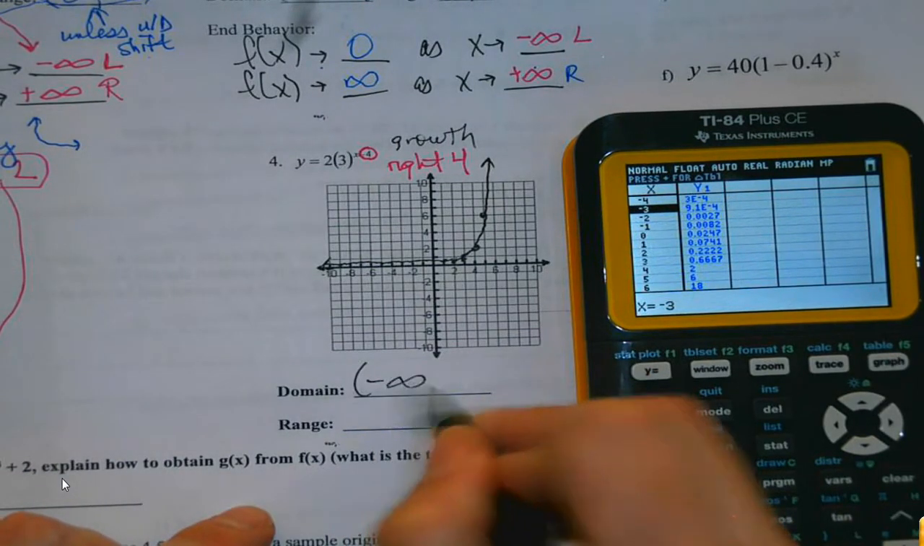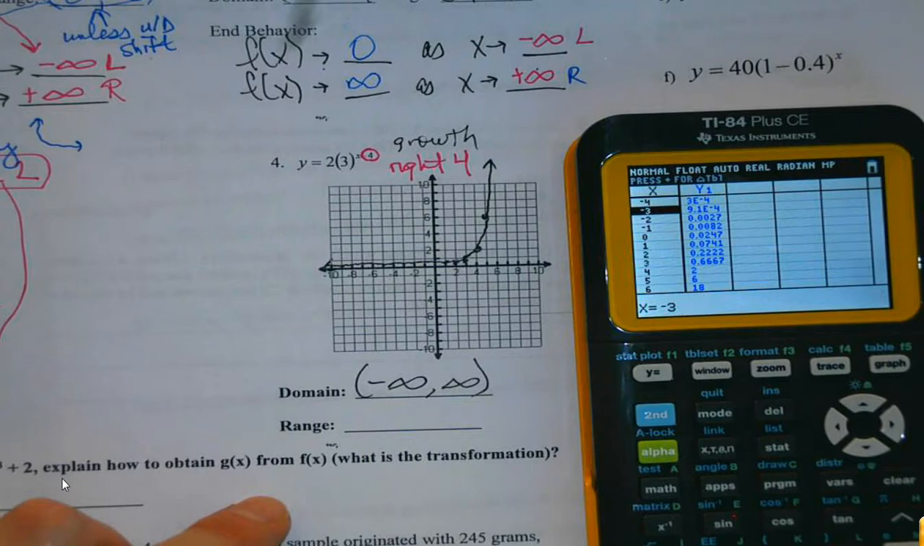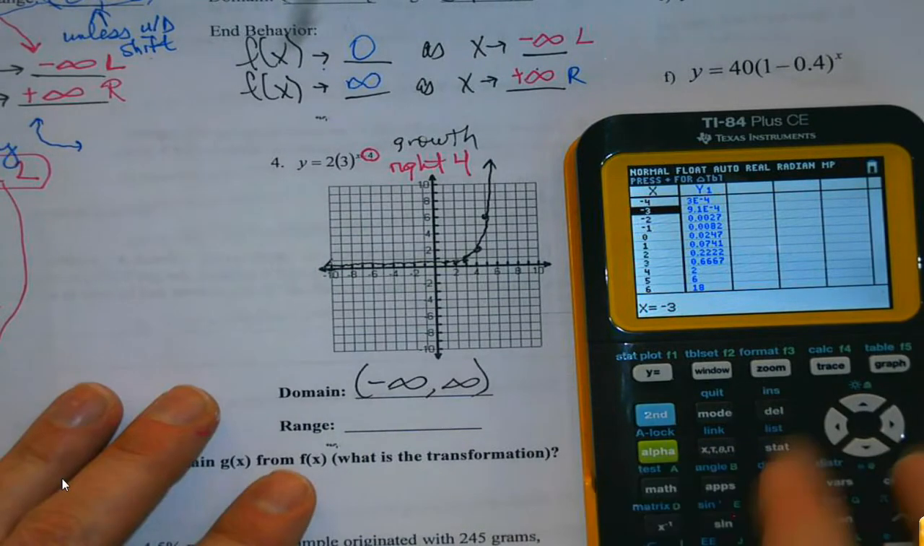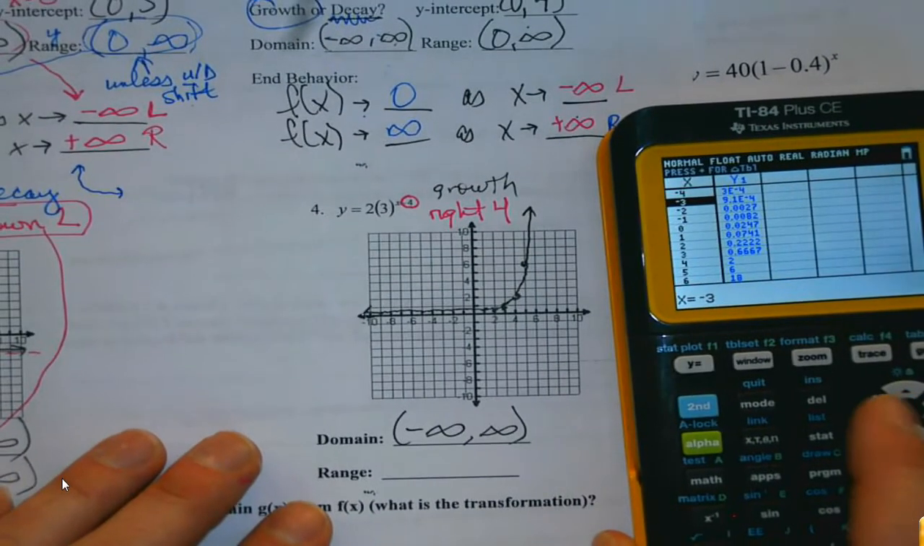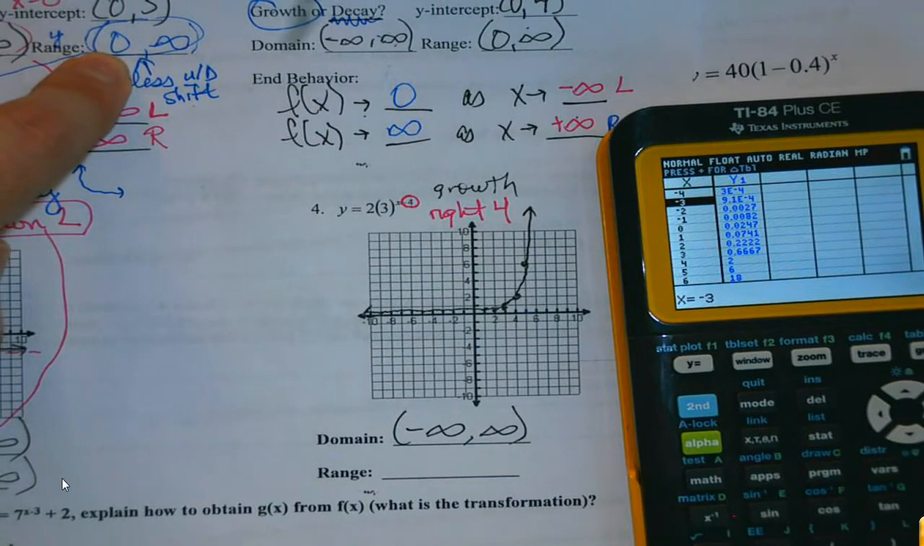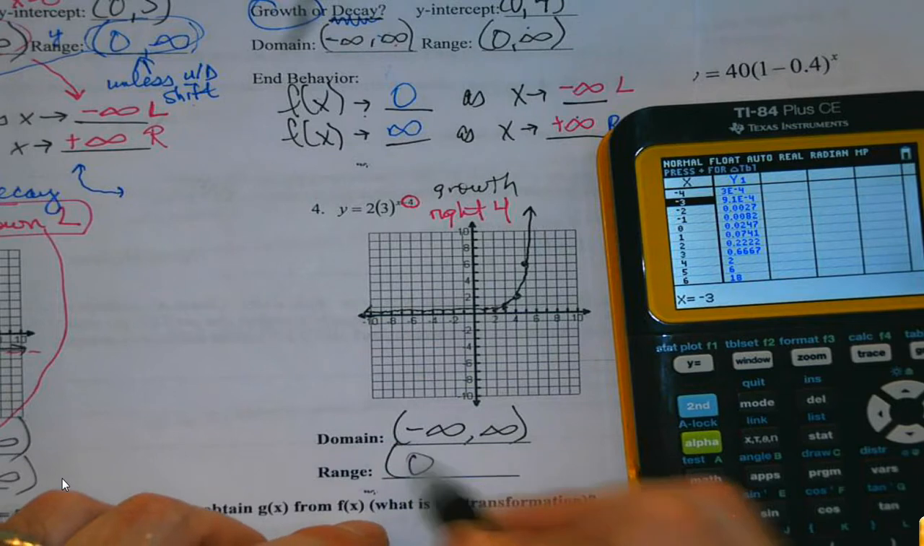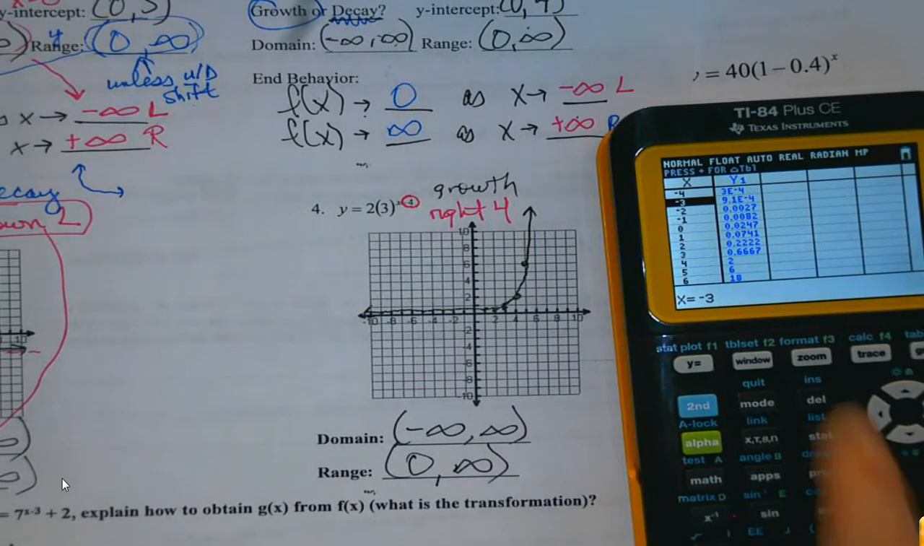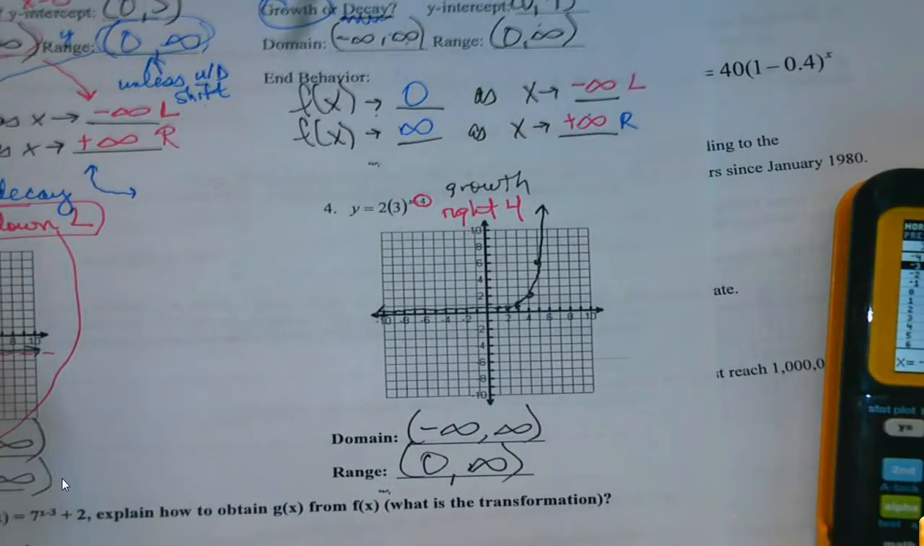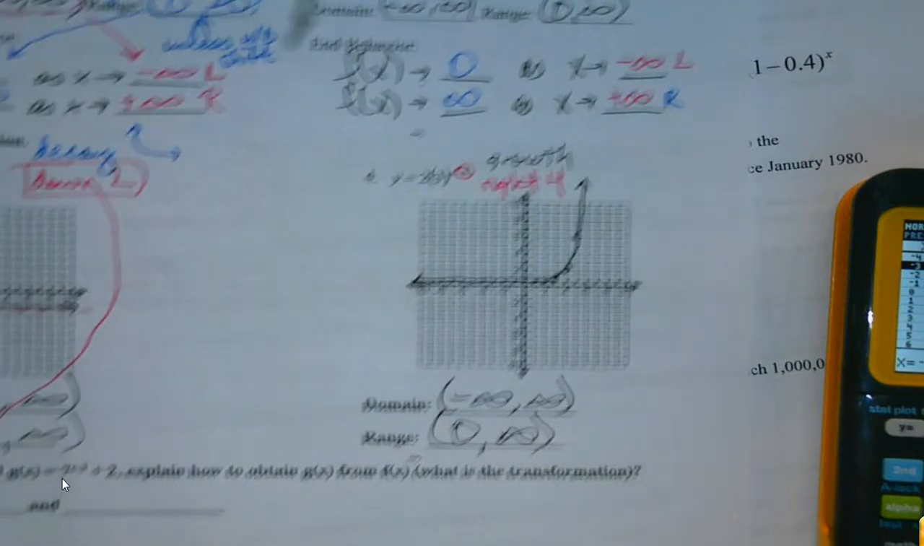My domain still is not changing. My range, we said, let me pull that back into play, is always going to be 0 to infinity unless there's an up or a down shift. Well, there's no up or down shift. So my range isn't changing. And that's what we're trying to play with here.